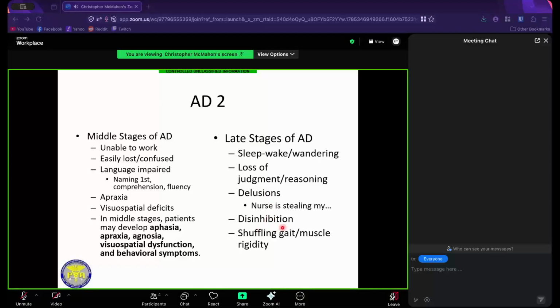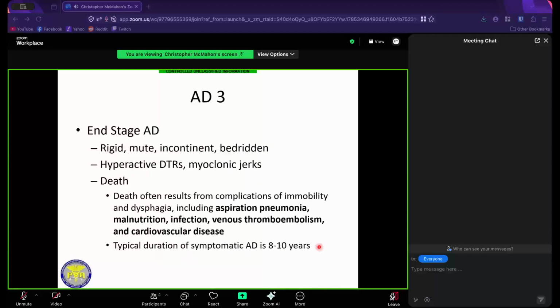We see disinhibition. This can be unfortunate, especially for younger family members that are dealing with grandma or grandpa that is now disinhibited. It may come across as some very inappropriate behaviors or some inappropriate words that are said, and you're like, whoa, that's way out of character for them. It's just that they're disinhibited. They can't prevent themselves from doing those things anymore. And then we can see some Parkinsonian type stuff with that shuffling gait, muscle rigidity, very late phase. And then end stage, these people end up bedridden, mute, incontinent, rigid.